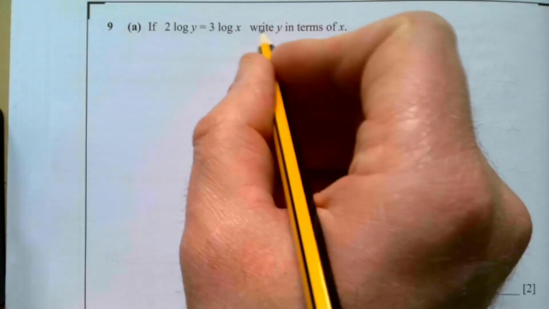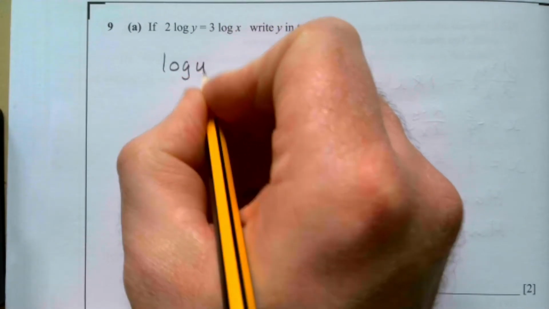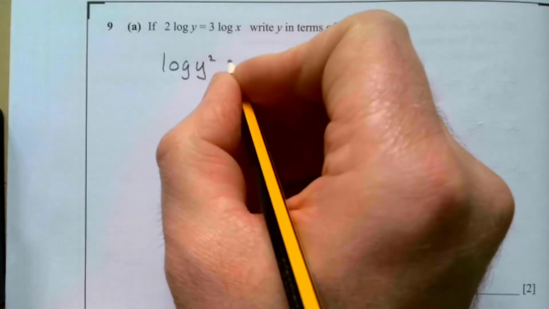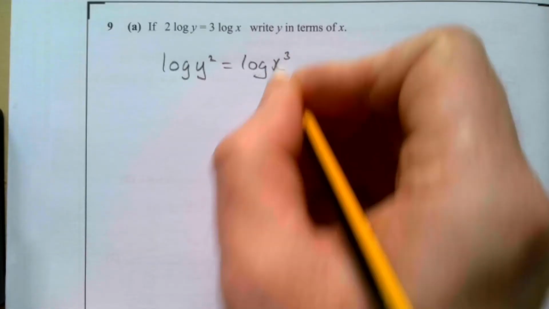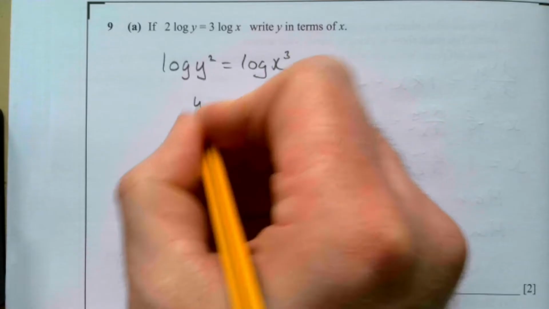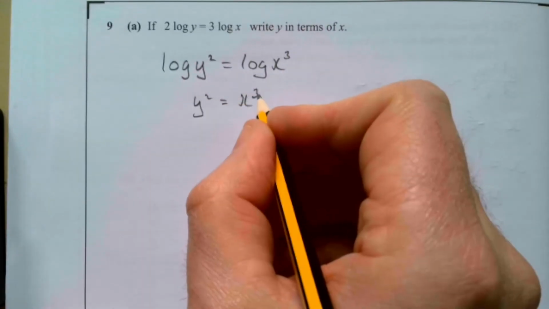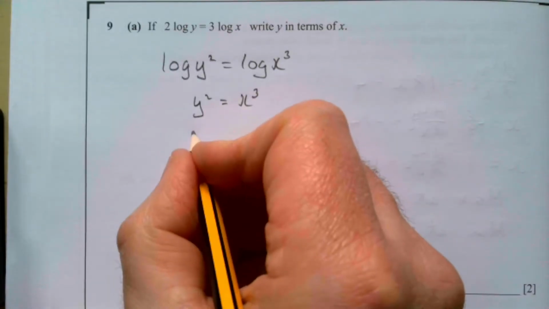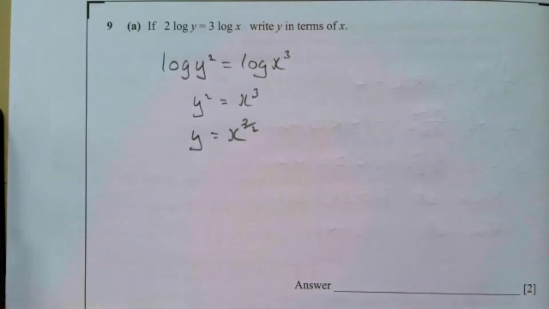2 log y equals 3 log x for question 9. Using our laws of logs, we could rewrite that as log y squared equals log x cubed. If that's the case, we can remove the logs and we get y squared equals x cubed. And then we would take the square root of both sides, so that would be y equals x to the power of 3 over 2.